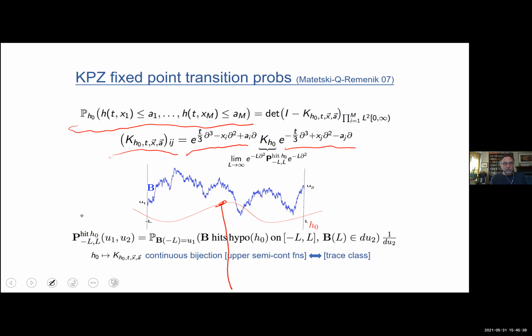So you take this probability of hitting. It depends on L and u1 and u2, and you think of it as an operator in u1 and u2. And in fact, from that operator, you can reconstruct the function h0 between minus L and L. Now you'd like to take L to infinity. As you do, it's kind of clear you can't reconstruct if you just took the limit of the operator as L goes to infinity.